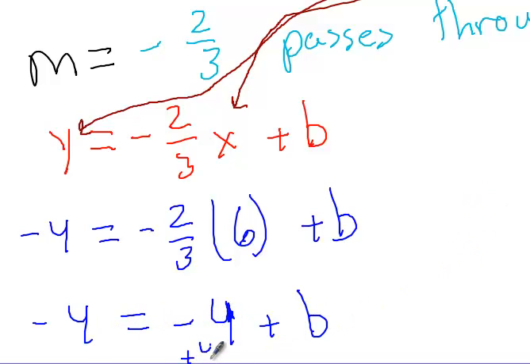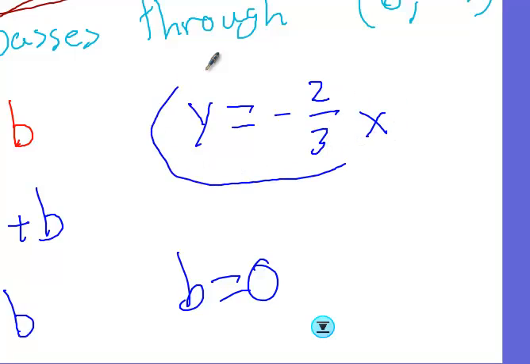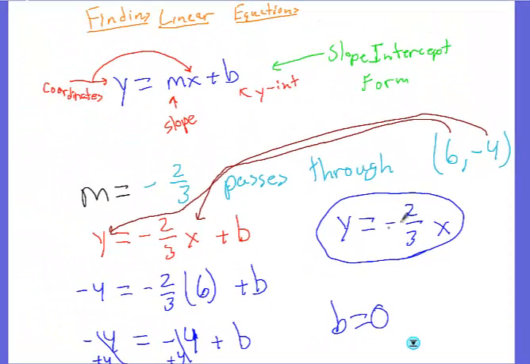What we've got to do is add 4 to both sides, and they both end up canceling, and you get b equals 0. So actually the equation that passes through 6 comma negative 4 is y equals negative 2/3 x. Okay, because the b is 0, it's going to be plus 0, which we don't have to write, so y equals negative 2/3 x.